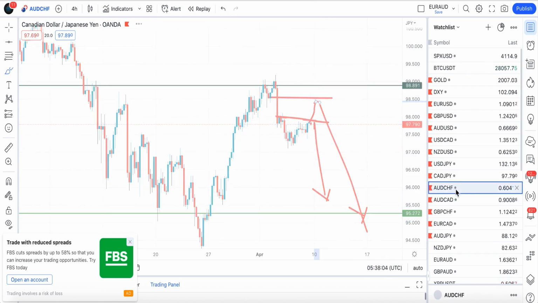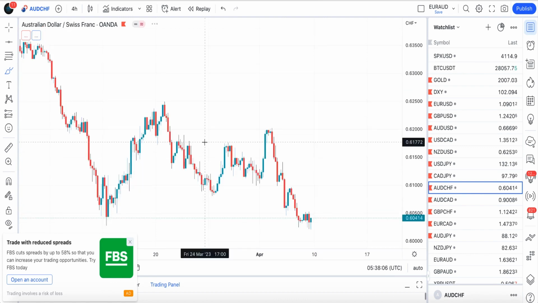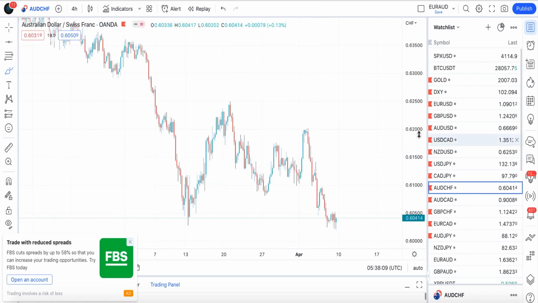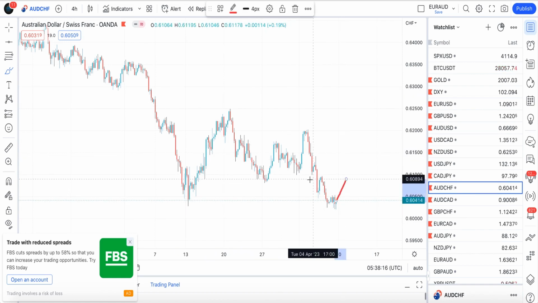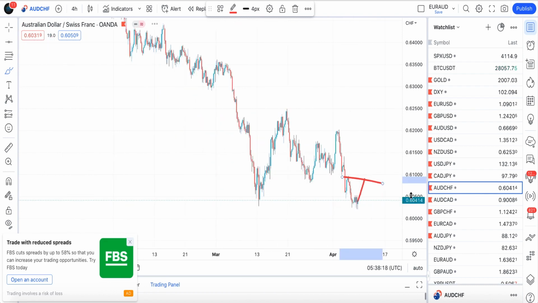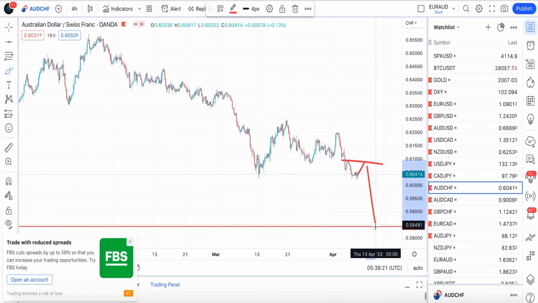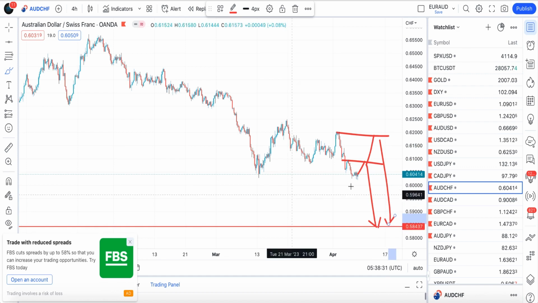So on Australian dollar Swiss franc as the next pair, as you can see, we have been in a declining phase. So this one might actually retrace to this level before the further decline to the downside at this particular level. So actually you might see a move to this side, or maybe a move to this particular area. So the overall bias on AUD Swiss franc is to the downside at this particular level.